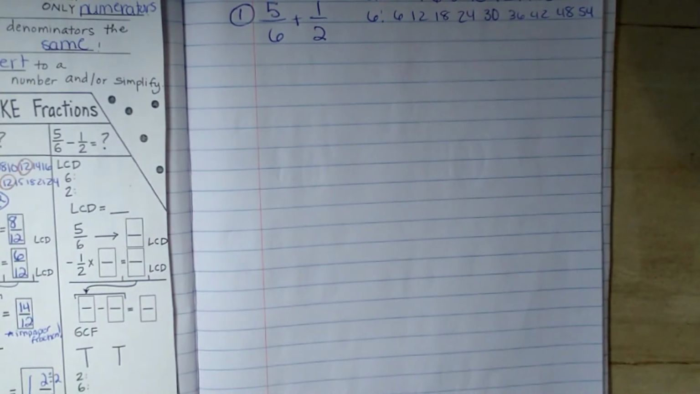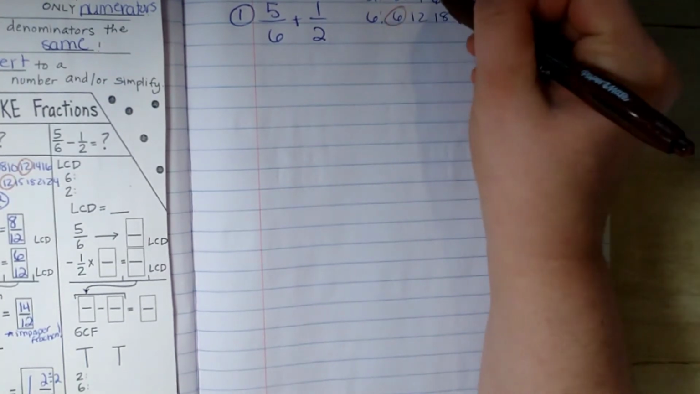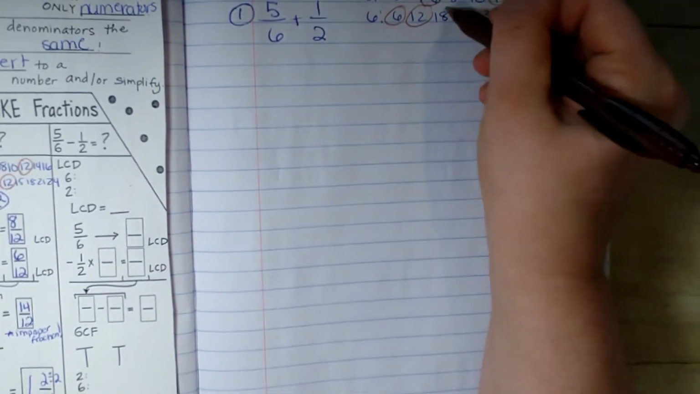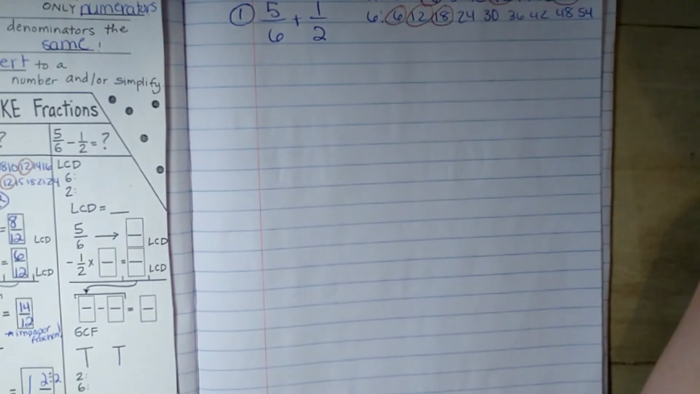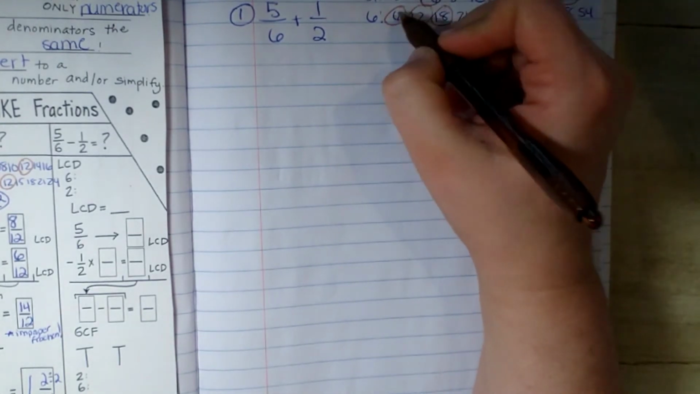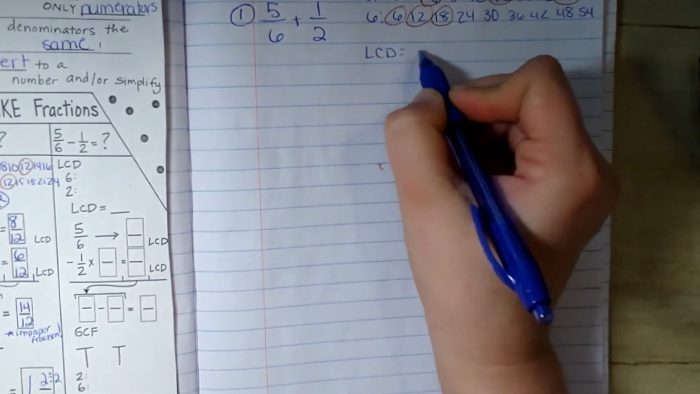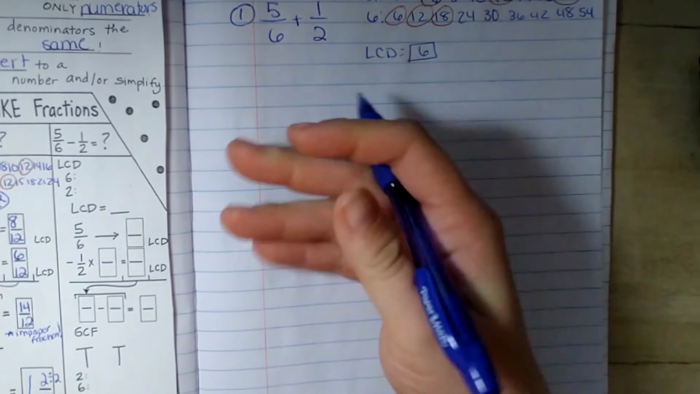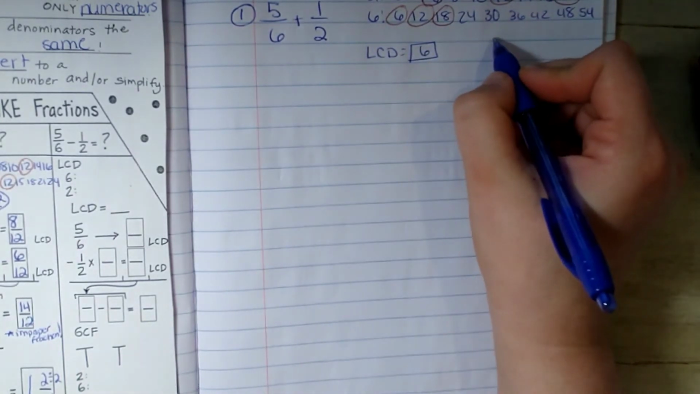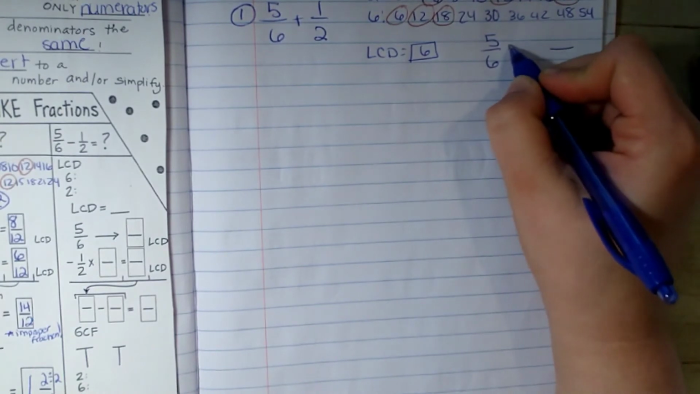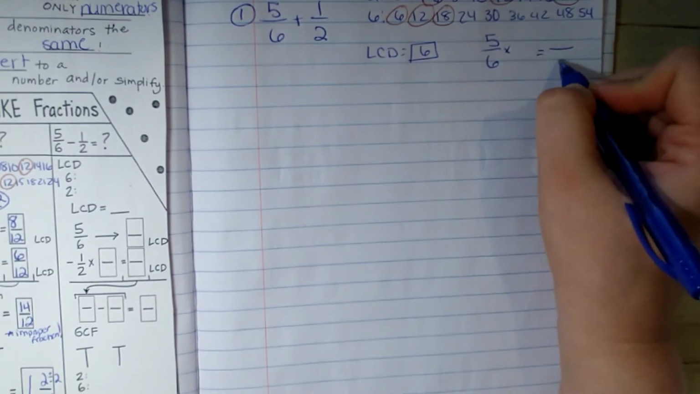So I'm going to go through and circle what they have in common. They have 6 in common. They have 12 in common. They have 18 in common, and I'm sure it would continue to go. My lowest number is 6. So I'm going to change my numbers, my fractions, into something with a 6.